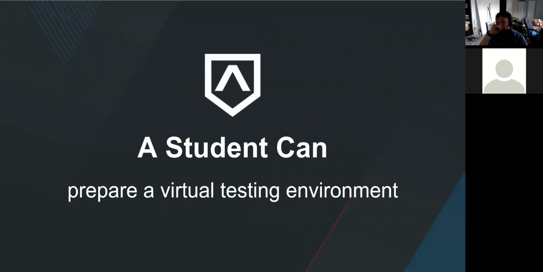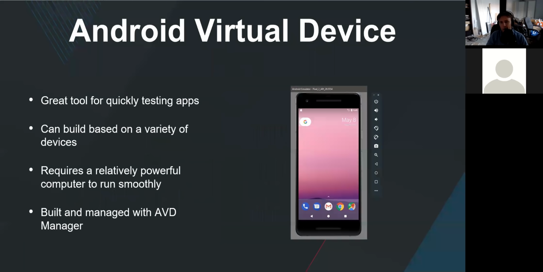So now we're going to prepare a testing environment. So the first thing we need is a virtual testing environment. There are two different types: virtual testing environments and physical testing environments. So first thing we'll do is virtual. A virtual testing environment is called a virtual machine.